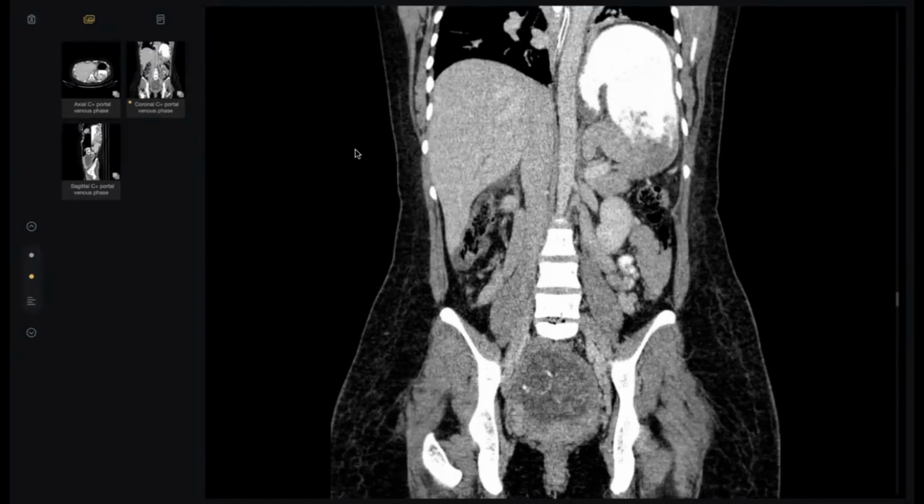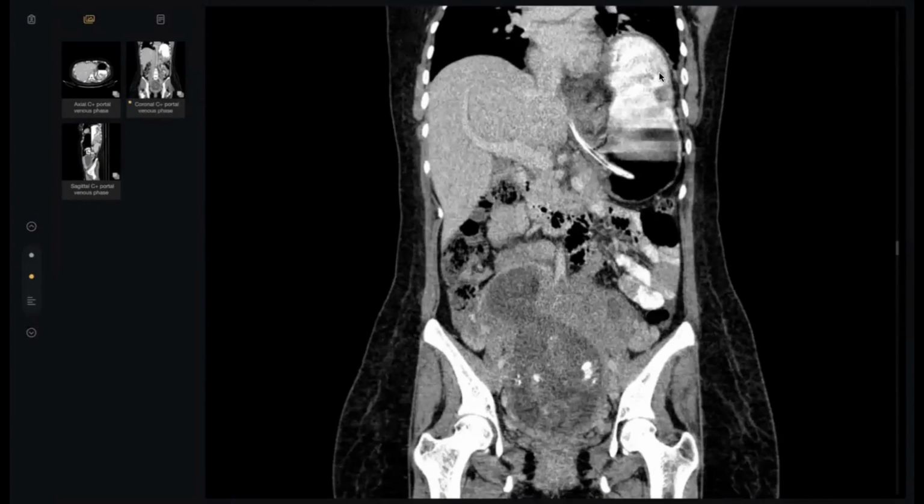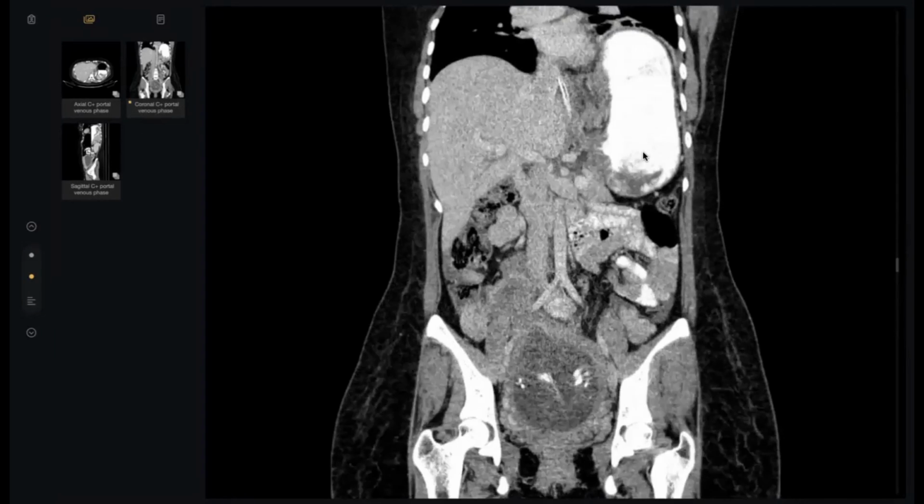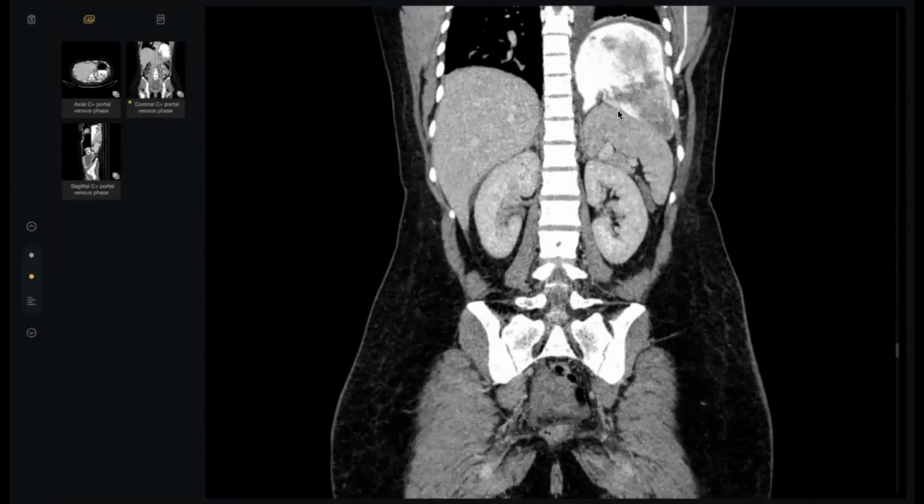I can see the pylorus on the other side, I mean reversed. Are you sure this stomach is upside down? Okay, I would like to scroll again and recheck. This is the cardia, and this is the pylorus. The pylorus is above the cardia.